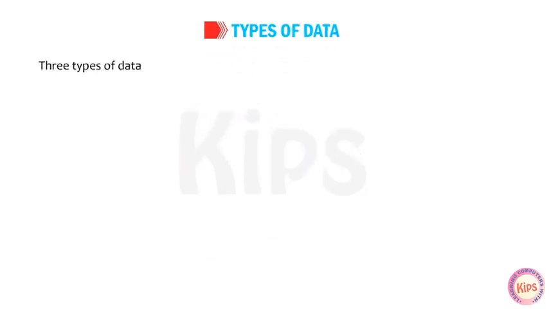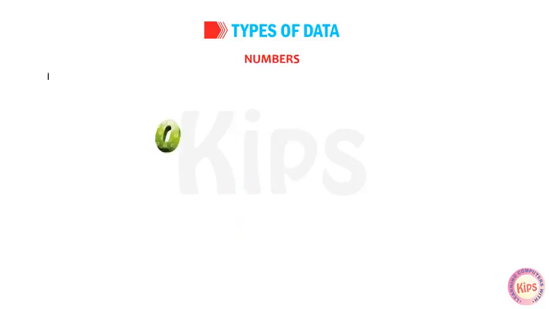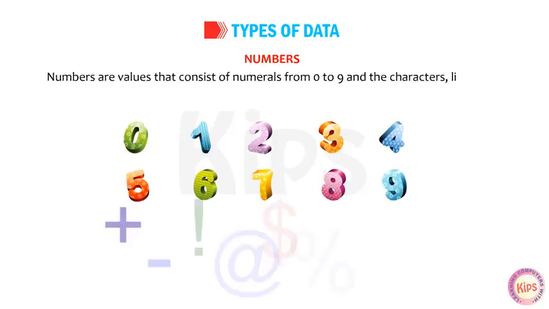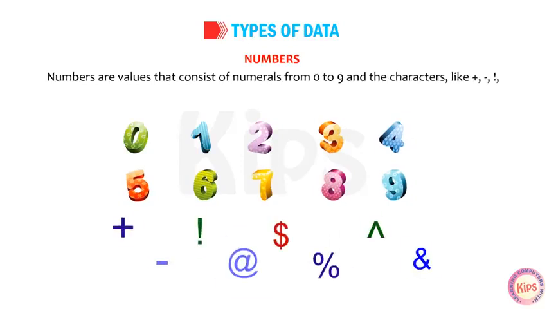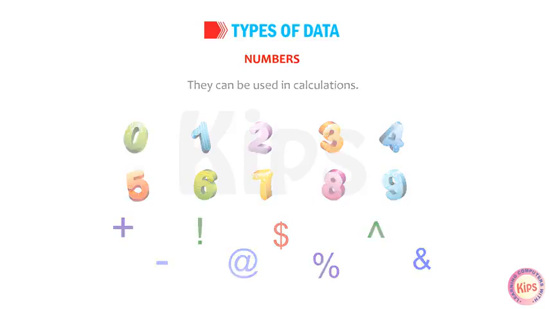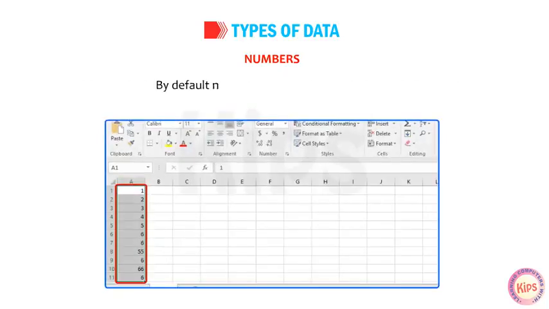Three types of data can be entered in a Microsoft Excel worksheet, which are as follows: numbers, text, and formulae. Numbers. Numbers are values that consist of numerals from 0 to 9 and characters like plus, minus, exclamation sign, at, dollar, percentage, caret, etc. They can be used in calculation. In addition to actual numbers, Excel also stores date and time as numbers. By default, numbers are right-aligned in a cell.